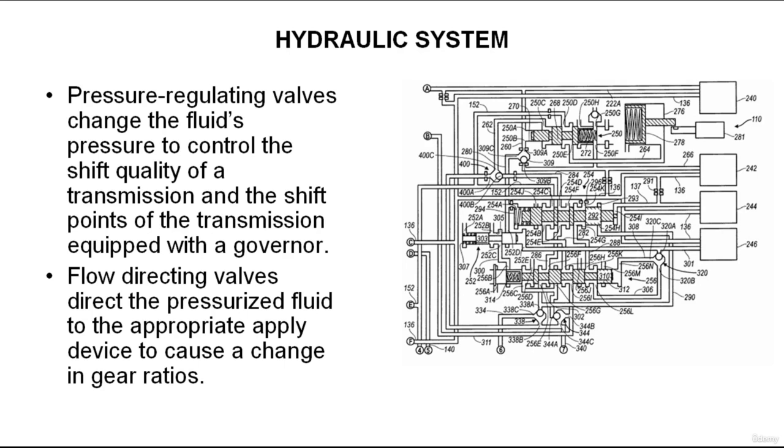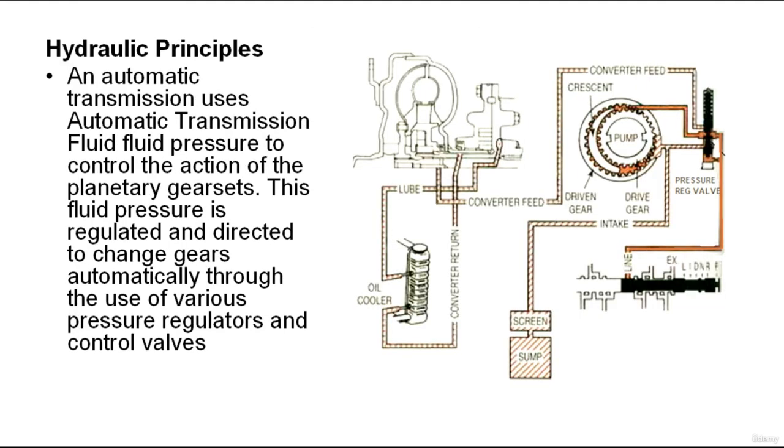And let's move to study the hydraulic principles. An automatic transmission uses ATF fluid pressure to control the action of the planetary gear sets. This fluid pressure is regulated and directed to change gears automatically through the use of various pressure regulators and control valves. Fluids work well in increasing force because they are perfect conductors of pressure. Fluids can't be compressed, therefore, when a piston in a cylinder moves and displaces a fluid, that fluid is distributed equally within the circuit.